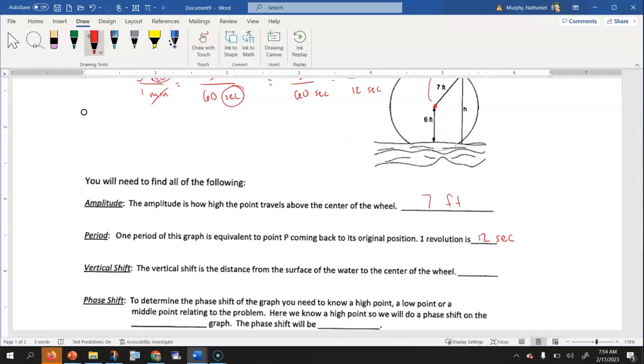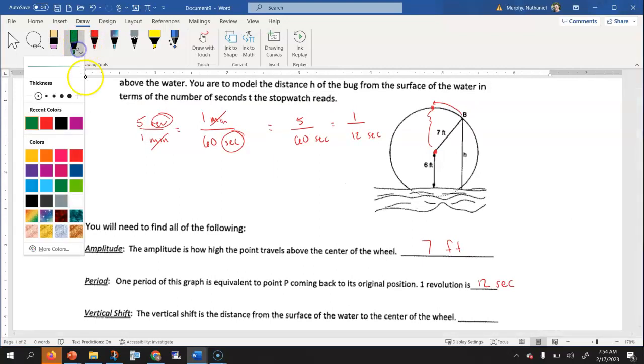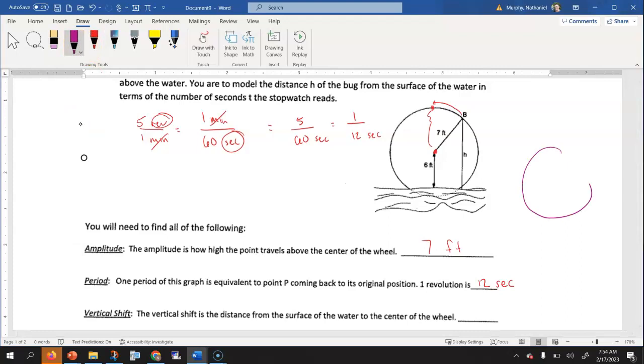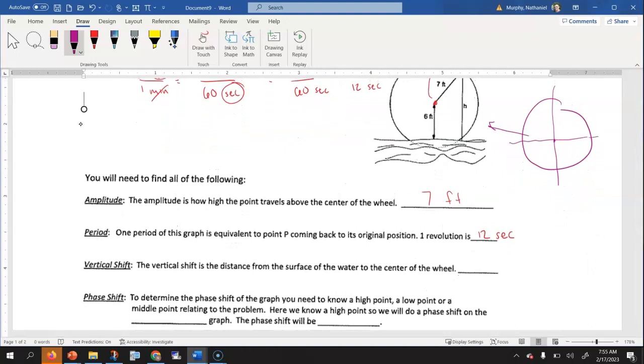All right, let's talk about the vertical shift. Now remember, this is what we call sinusoidal. It's going to be a graph based on our unit circle. So our unit circle, if we were to apply this to this scenario, we would use the x-axis as the surface of the water. Well, we can see that it's been shifted in our scenario, since the paddle wheel is only 1 foot submerged in the water. That means that there's 6 feet above the water to the center. So the vertical shift is going to be 6 feet.